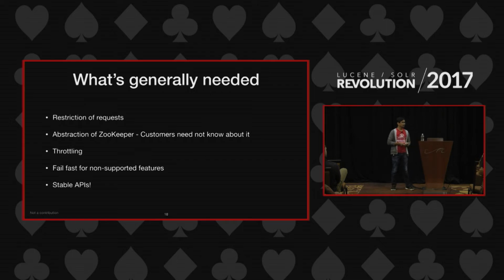So what's generally needed from the interaction perspective? You need restriction of requests at times. People want to send in requests, and you, either for traffic reasons or for other reasons, do not want those requests to go through. It's good to take care of that at the client level.